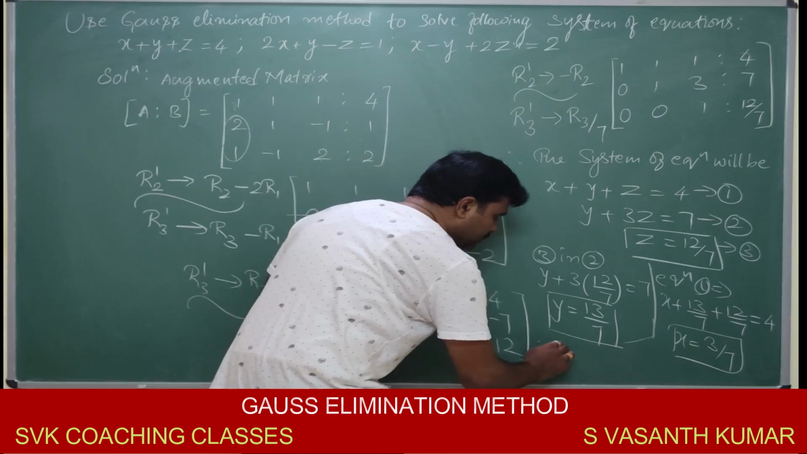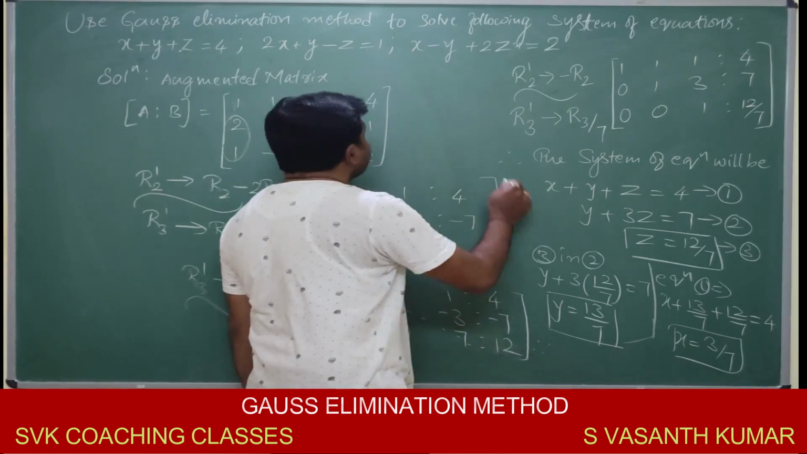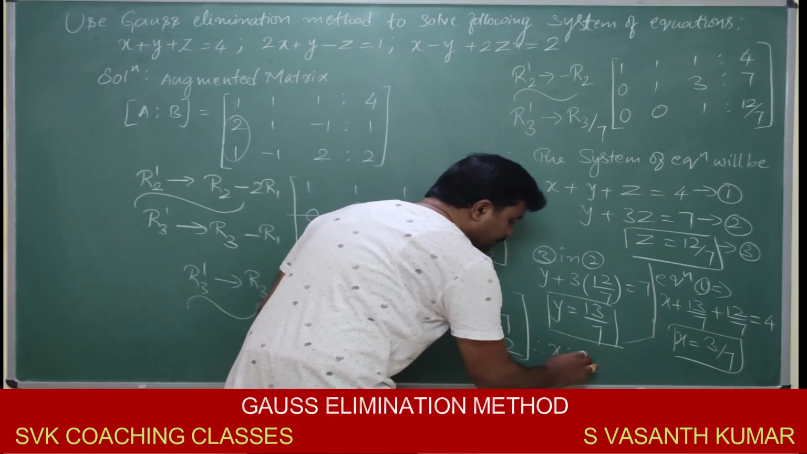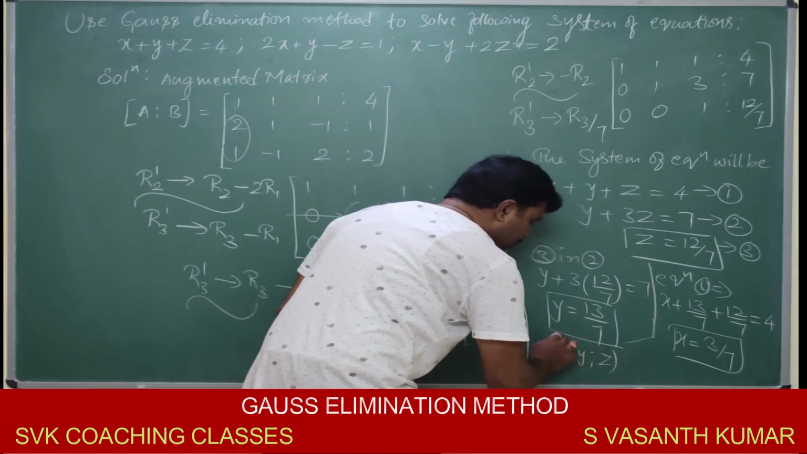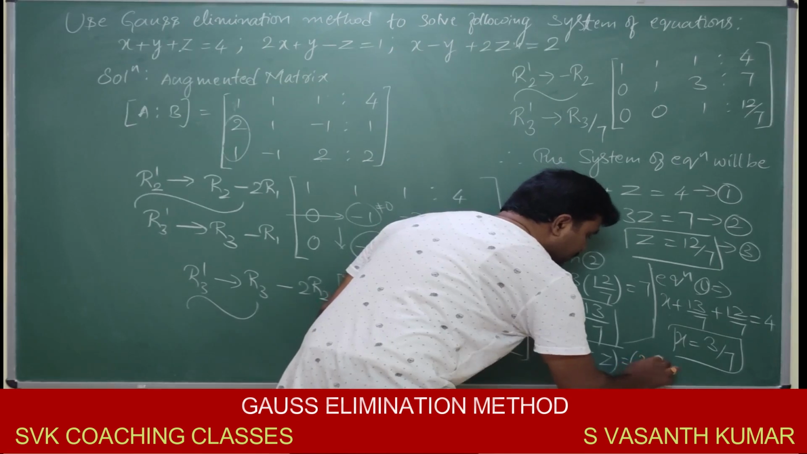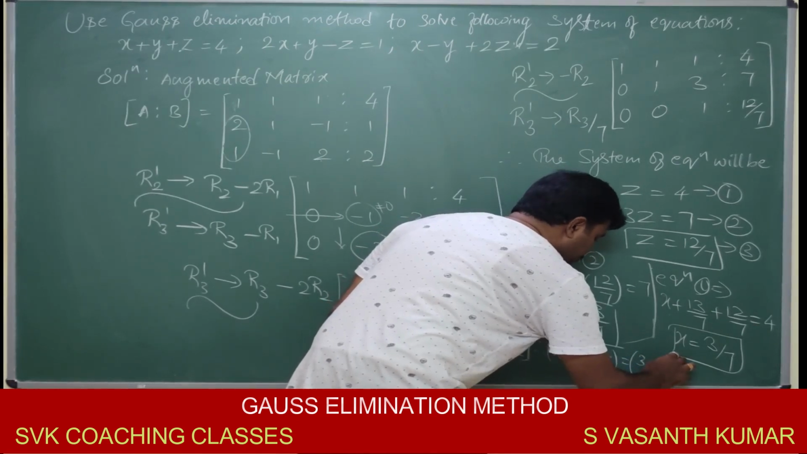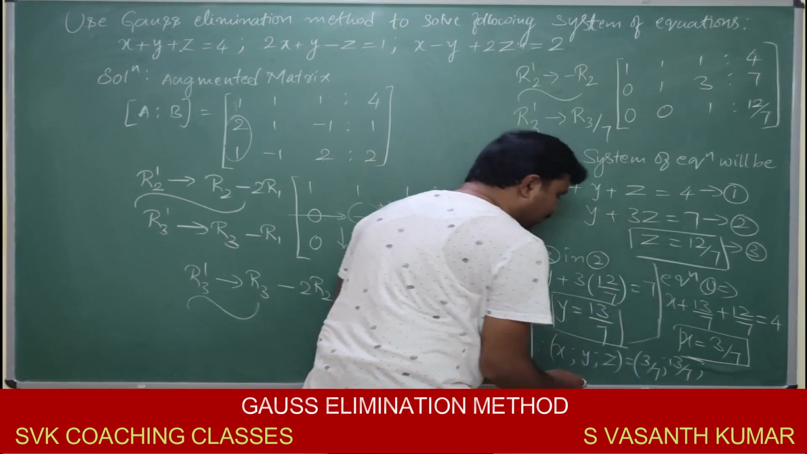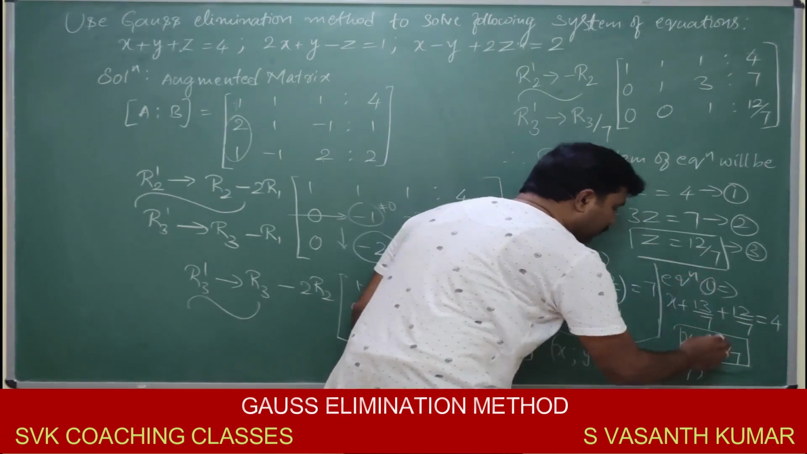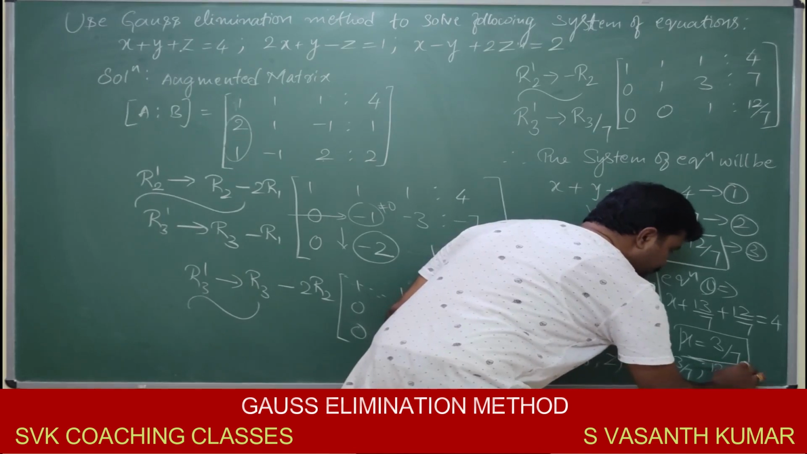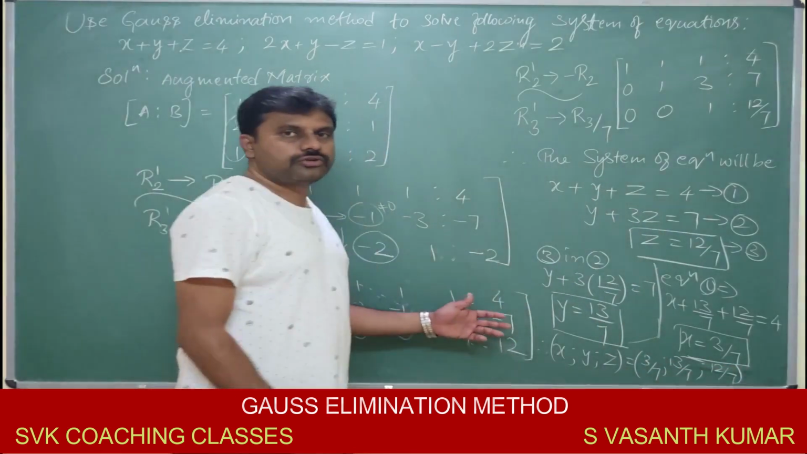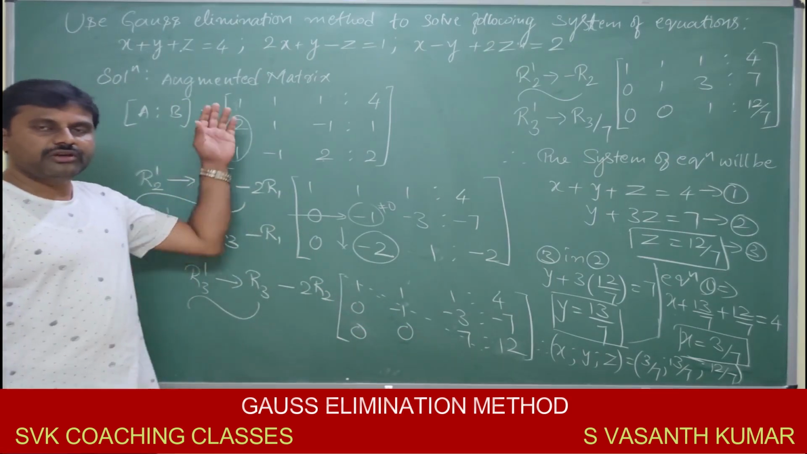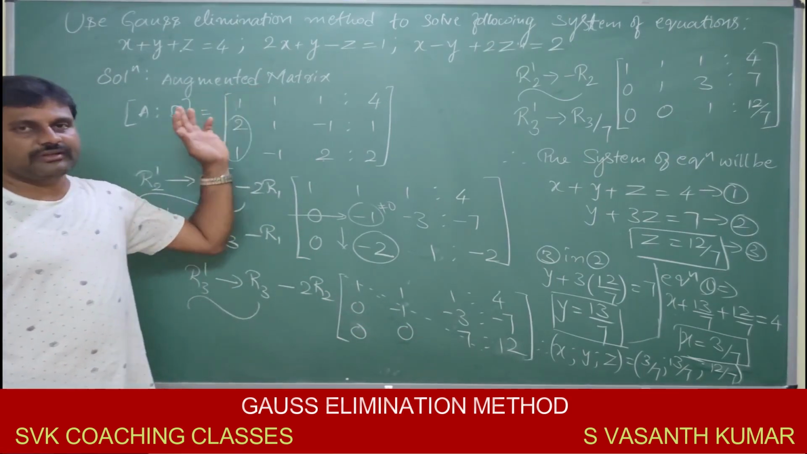Therefore the solution for the given system of equations by using the Gauss elimination method is x, y, z: x is 3 by 7, y is 13 by 7, z is 12 by 7. So this is the way to find the solution of a system of equations by using the Gauss elimination method.